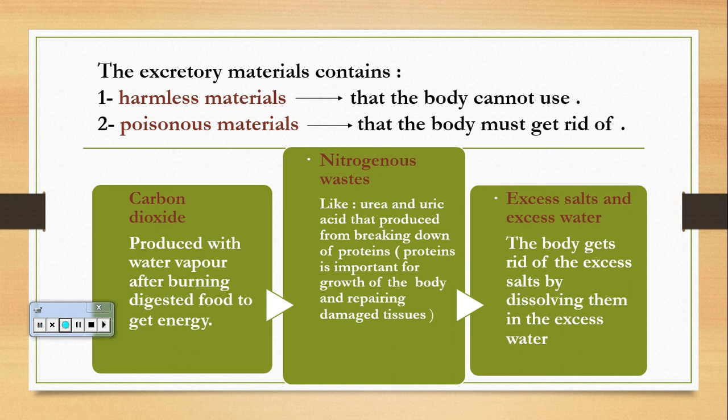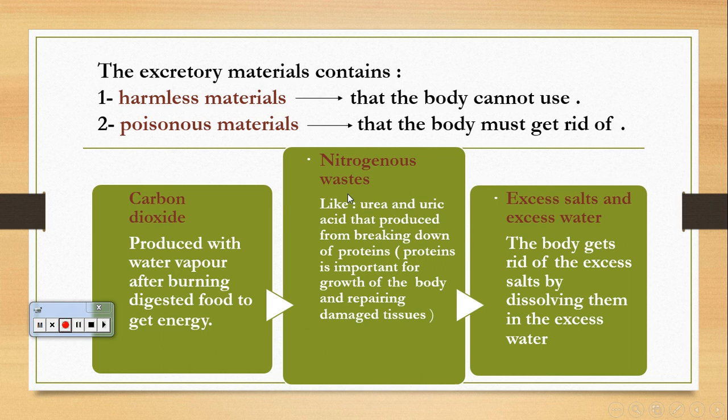Okay, what do excretory materials consist of? They consist of carbon dioxide, nitrogenous wastes, excess salts, and excess water. Carbon dioxide is produced with water vapor. When you breathe oxygen, it burns digested food and releases carbon dioxide and water vapor. Why? To get energy. So when we get oxygen, it burns digested food, so carbon dioxide and water vapor get out of your body and you get energy.